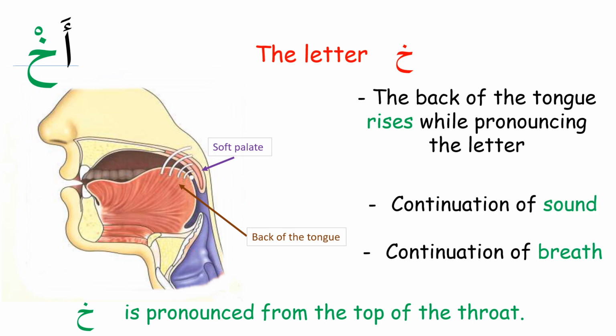Please also make sure that there is a continuation of breath as well as a continuation of sound. أخ. The mouth remains open and the tip of the tongue remains down while its back rises to reach to the soft palate without touching it. Don't forget to go higher than the letter غين. Also be careful of the position of your lips. They should not intervene in the تفخيم process.